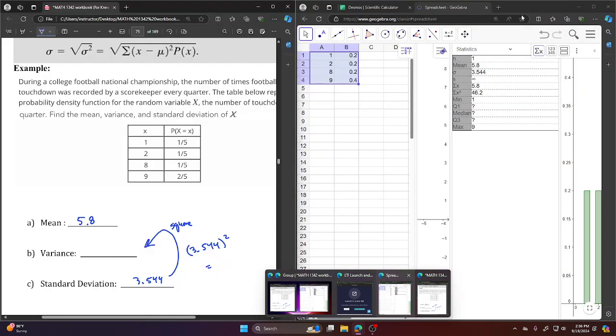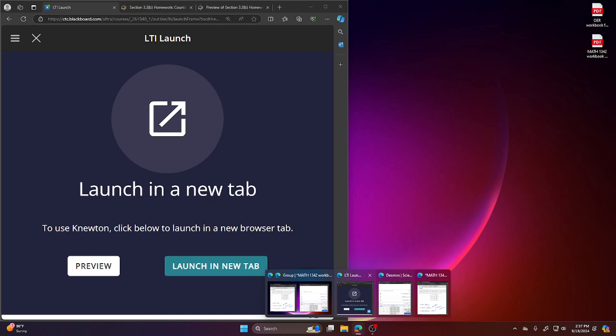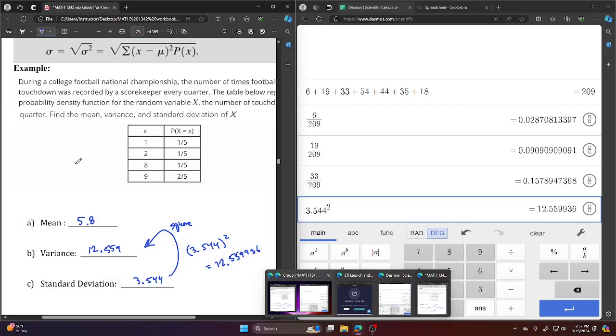Where's my Desmos? There's my Desmos. 3.544. I'm going to square it. There we go. 12.559936. Okay, good enough.